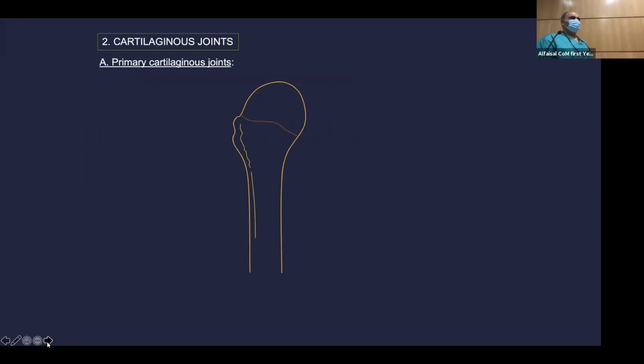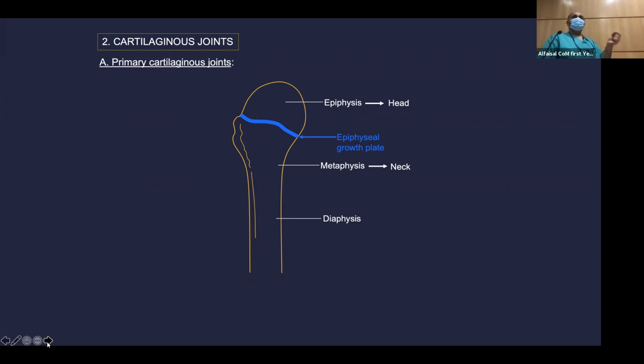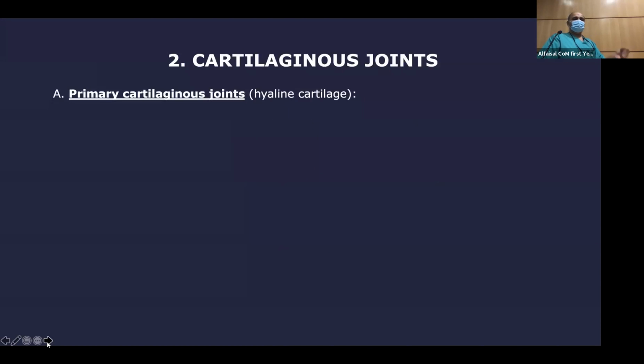Now let's look here. I'm showing you the humerus again, and this is my epiphyseal plate between epiphysis and diaphysis. Which part of the diaphysis? The metaphysis. Are we clear? So this is an example of primary cartilaginous joint, and the cartilage here is hyaline cartilage. Clear? Now, another example we have seen: costochondral joints.